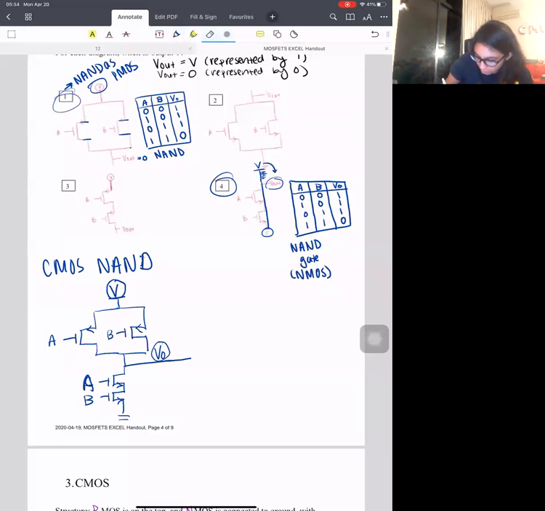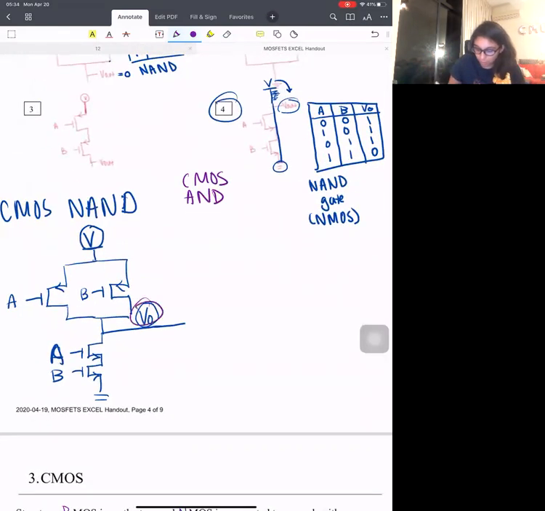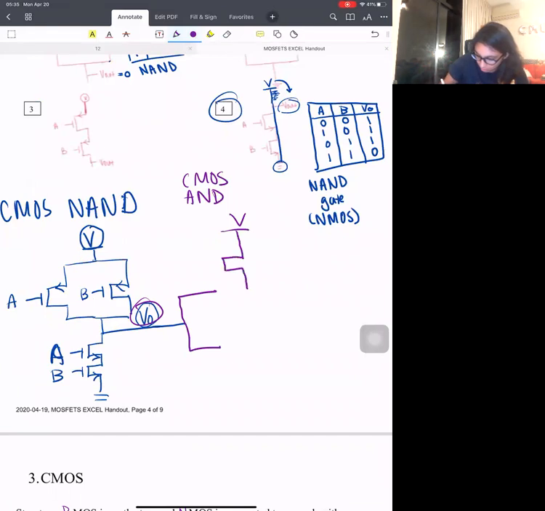So now let's say you wanted to create a CMOS AND gate. So you have a NAND gate, and in order to get from NAND to AND, AND is an inversion of NAND. So we're going to invert this output over here. And we already talked about how to do that, which is you have another thing here. So this is your NMOS and this is your PMOS.